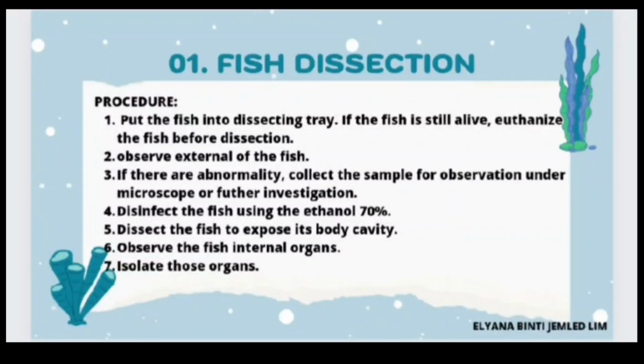I'm Elena Lim, and I'm going to talk about fish dissections, where I'm going to talk about the procedure. Number 1 is put the fish into the dissection tray. If the fish is still alive, euthanize the fish before dissection. Number 2 is observe the external of the fish. Number 3 is if there are abnormalities, collect the sample for observation under the microscope or further investigation. Number 4 is disinfect the fish using ethanol 70%.